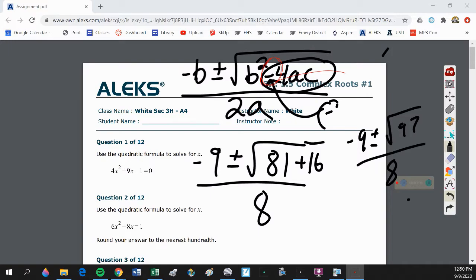Okay. What if instead of 97 it was 48? And I factor that and I get 4 and 12, 2 and 2, 2 times 2 times 3. So you circle the pairs. For every pair you write 1 on the outside. So the outside would have 2 times 2 and the inside would have a 3. So you would get 4 root 3. But this one didn't simplify.